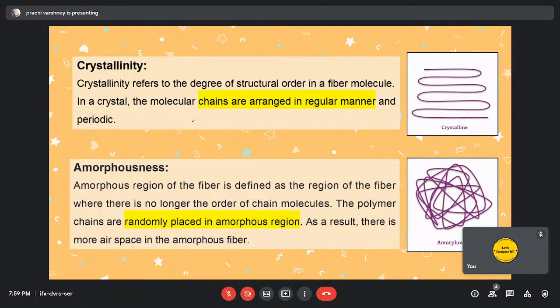So in the crystal form, the molecular chains are arranged in a regular manner. So they are very rigid. But the amorphous region of the fiber is defined as the region where there is no longer any order of the chain molecules. So these polymers are arranged in a very random manner. They are not rigid as compared to the crystalline. So the crystalline region is very rigid, but the amorphous is arranged in a random manner. So they have more space in comparison to the crystalline region.